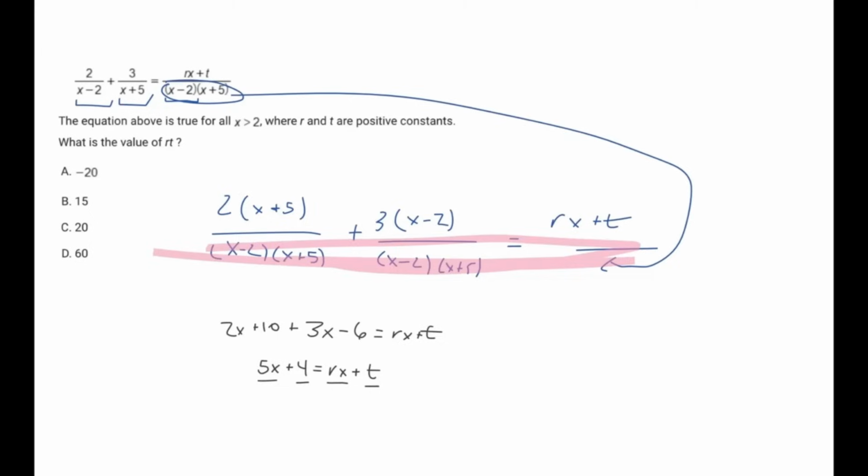So in our case, for r, we can just substitute in 5, right? So if r is 5, we get 5x, and if t is 4, we get 4. And that's kind of funny because left side, 5x plus 4, right side, 5x plus 4. Those two are equivalent, and so we know r is 5 and t is 4. And so if they want us to find the value of r times t, 5 times 4 is positive 20, and so our answer is C.